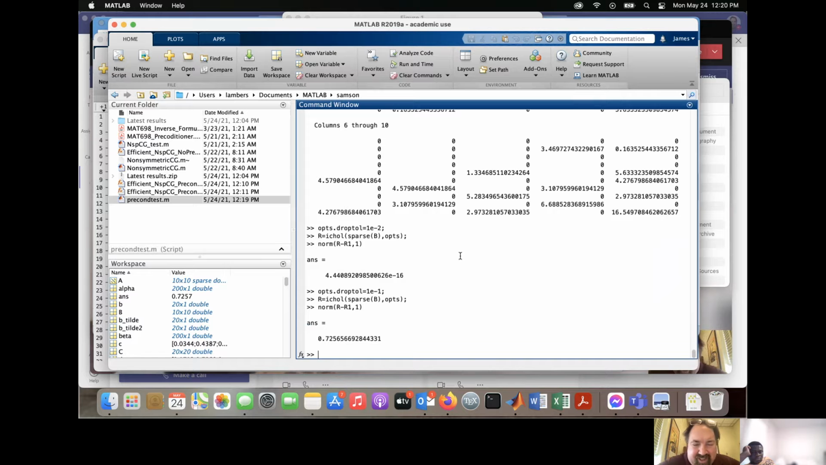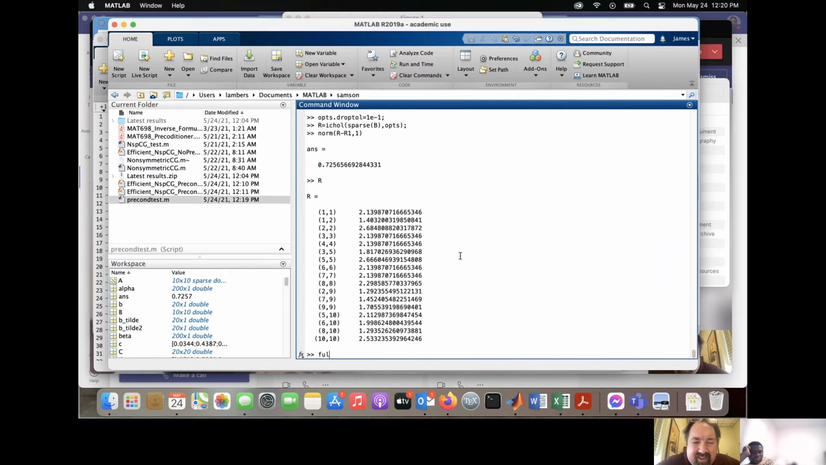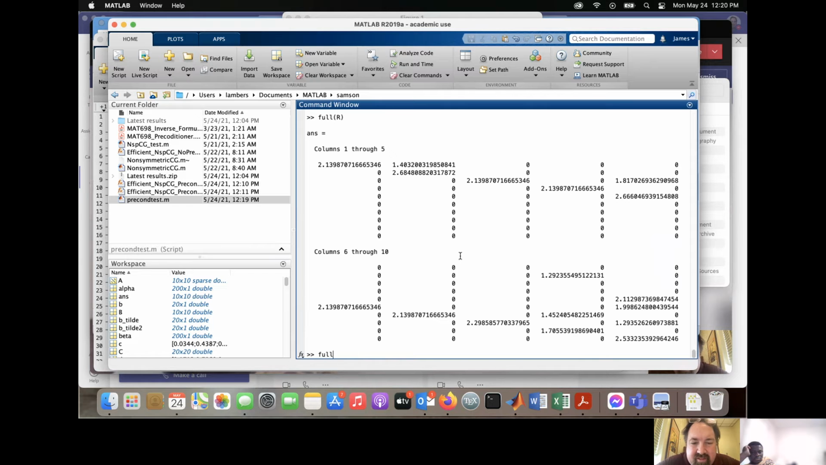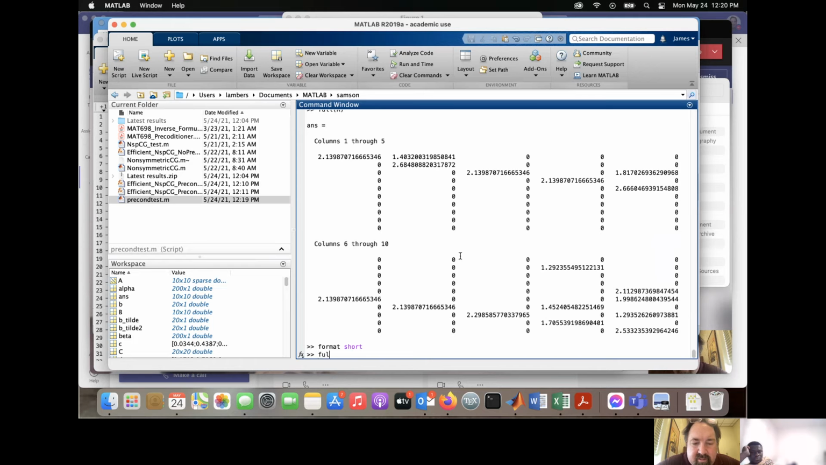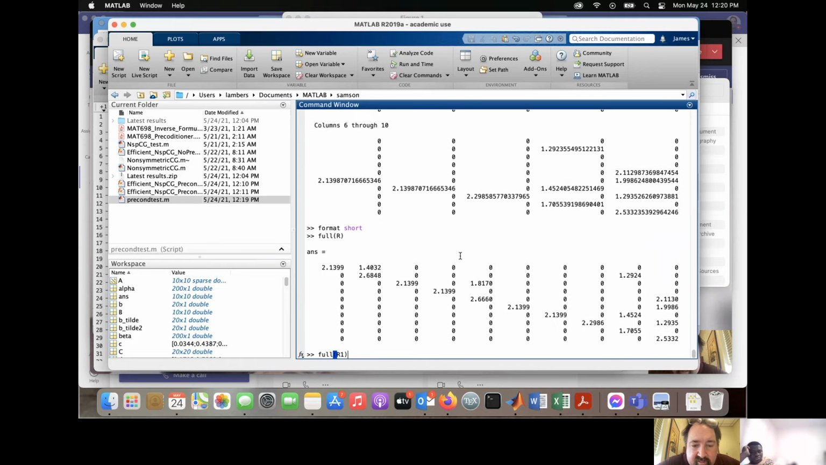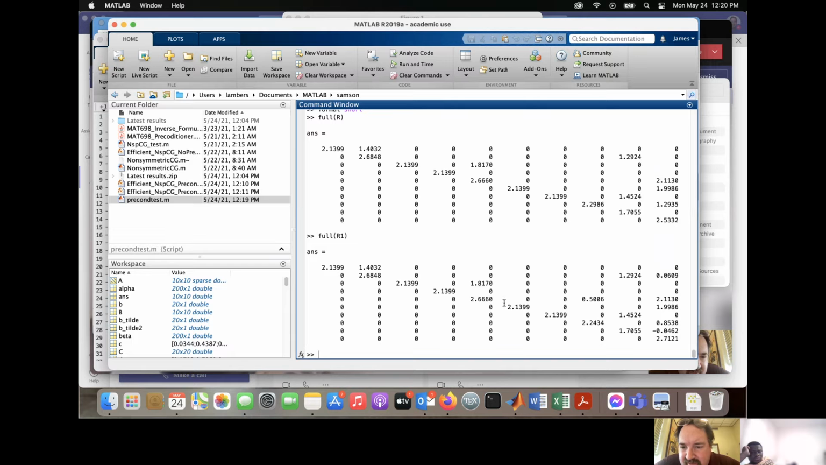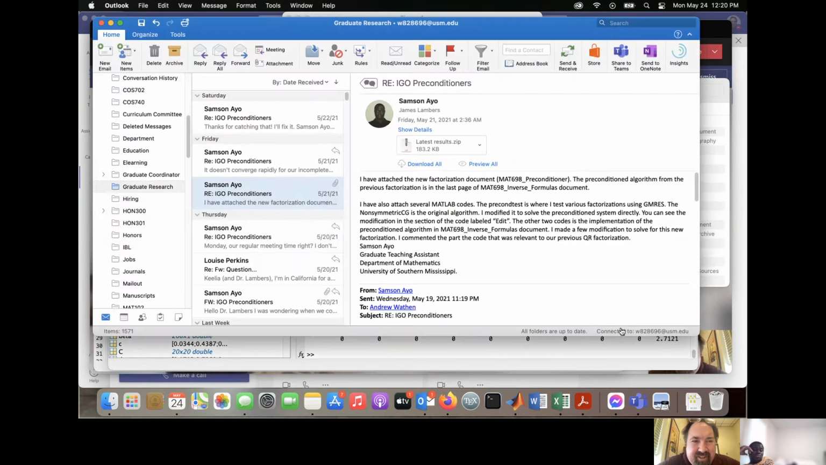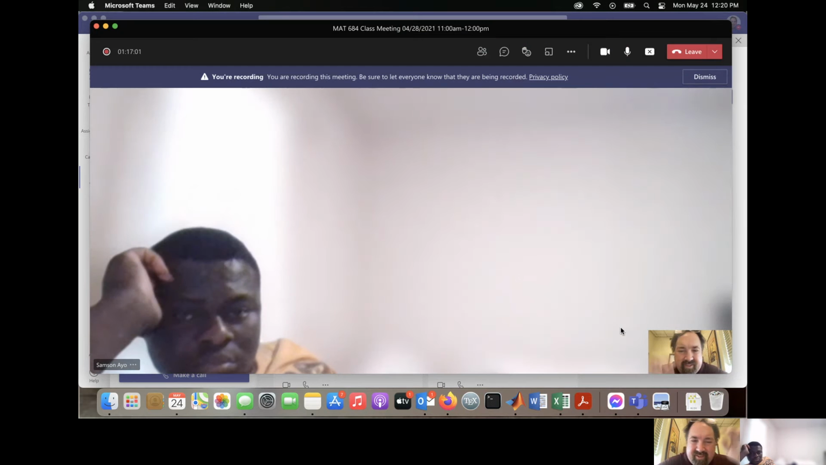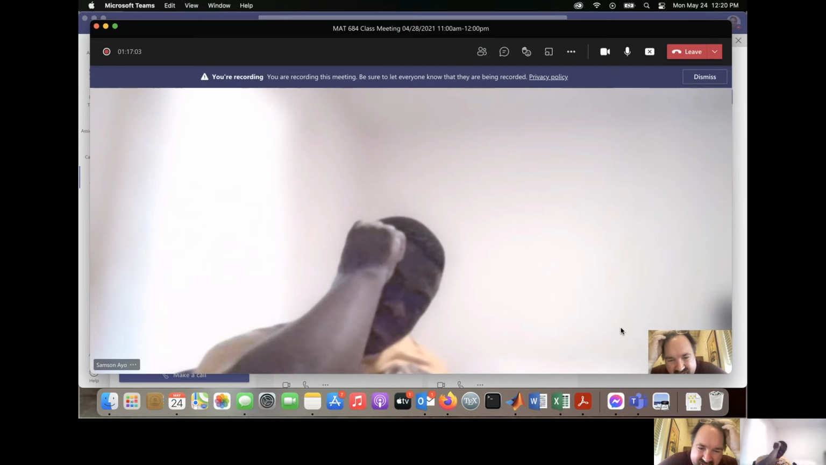Oh, now they're different. I guess if you, yeah, like that entry is missing. And these entries are different. So, okay, if you set a large enough drop tolerance, you can get them to be different. Okay. So that's how you use incomplete Cholesky.